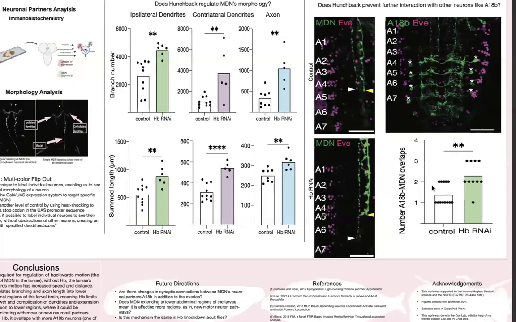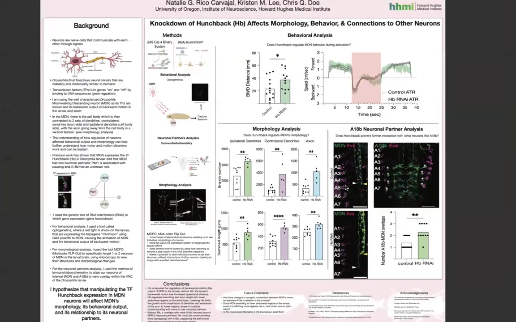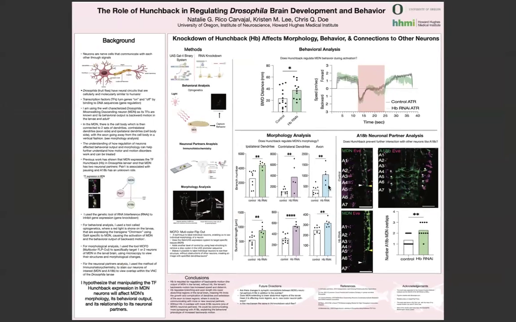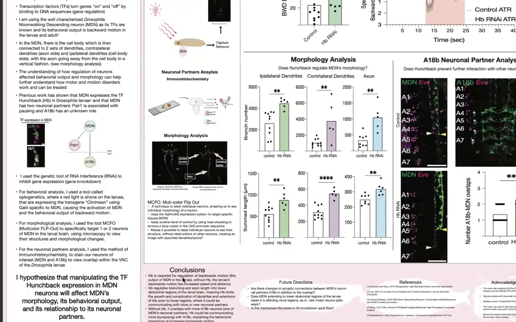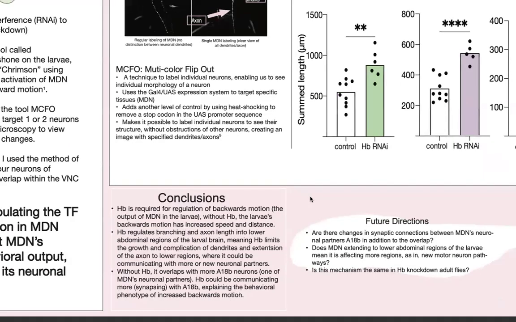This doesn't necessarily mean that they're communicating more, but it does give a really great insight to where my project will go further. So, some conclusions for all of this data are that Hunchback is required for the regulation of backwards motion, which is the output of MDN in the larvae. Without Hunchback, the larvae's backwards movement has increased speed and distance. In addition, Hunchback regulates branching and axon length into the lower abdominal regions in the larval brain, meaning that Hunchback limits the growth and complication of dendrites and the extension of the axon to lower regions where it could be communicating with more or new neuronal partners.